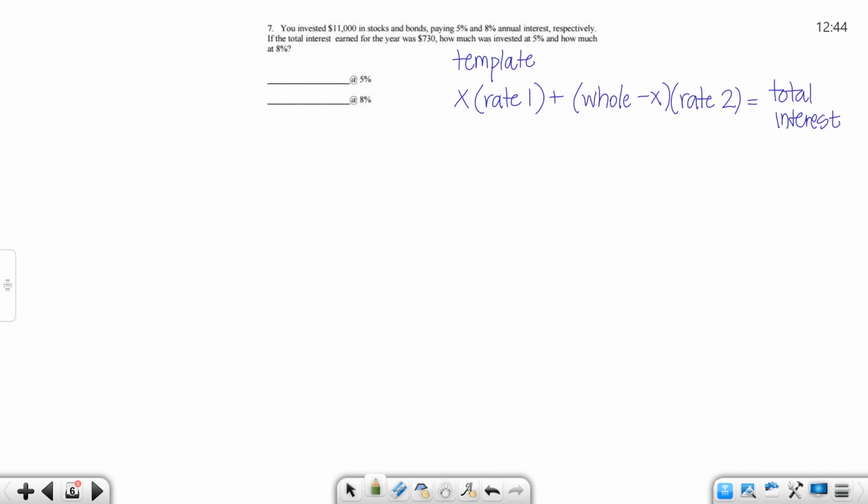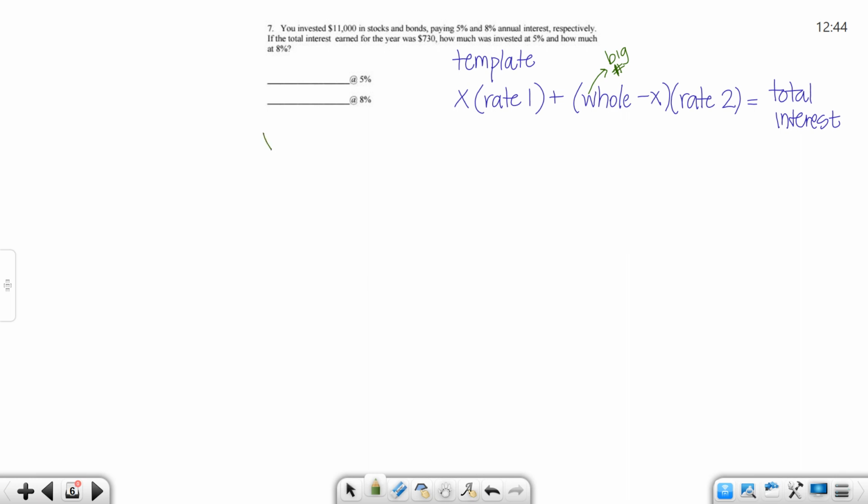X is going to be the amount invested at rate 1, whatever you call your rate 1. Whole is your big number. Total interest, of course, would be total interest. So of course, there's lots of explaining that could be done, but I'm just giving you the bare bones minimum. Like with every other word problem we've been doing, I always defined X.